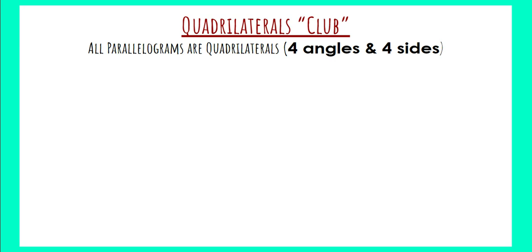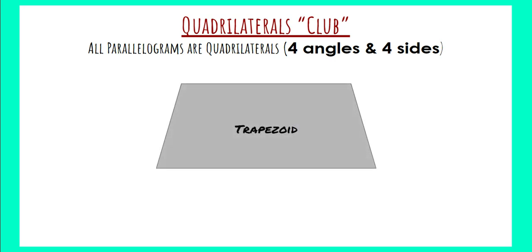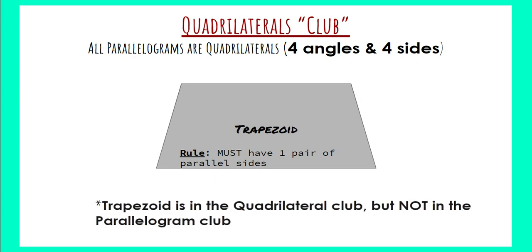Another one that is part of the quadrilateral club but cannot get access to the other clubs is a trapezoid. And the reason for that is because the main rule for the trapezoid is that it must have one pair of parallel sides. So notice the difference. So the trapezoid is in the quadrilateral club, but it's not a part of the parallelogram club. So it has access to the main club, the big one, but it does not have access to the other ones.